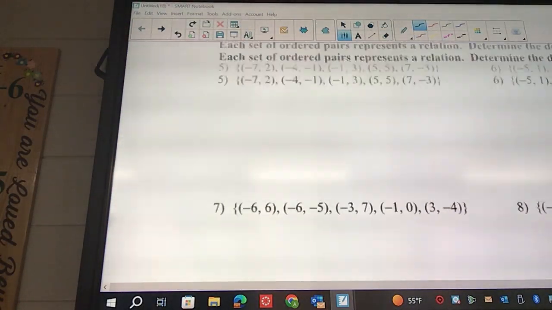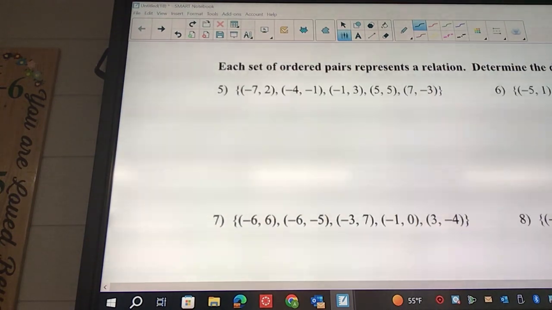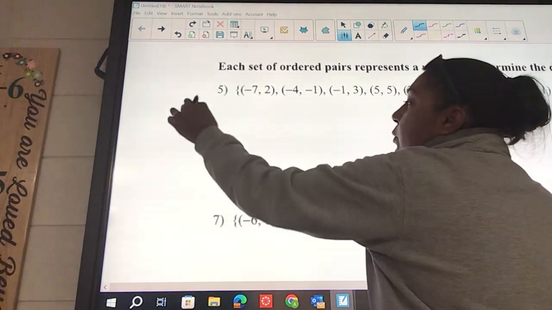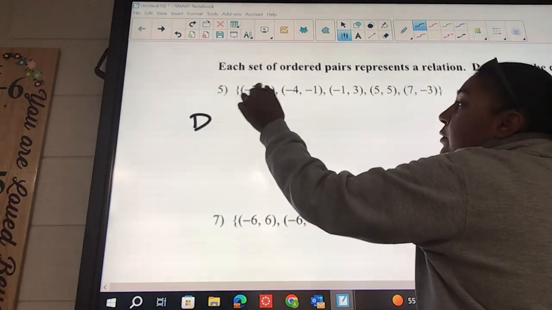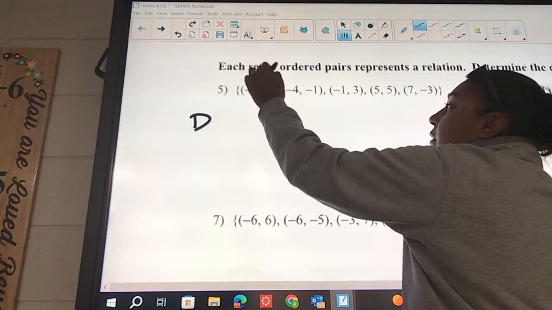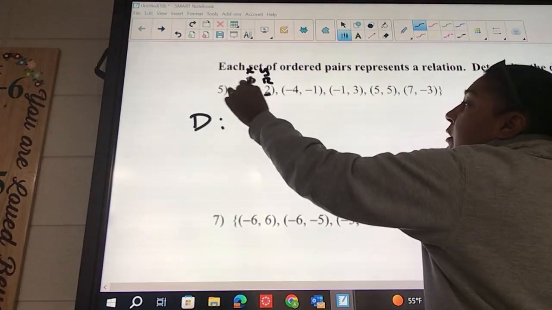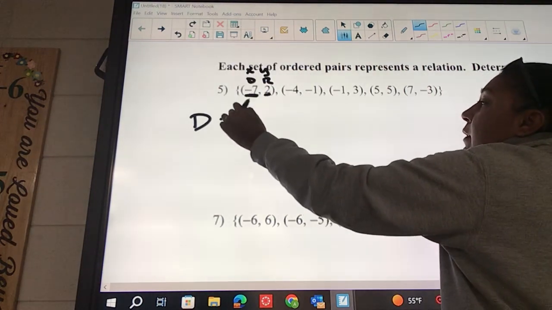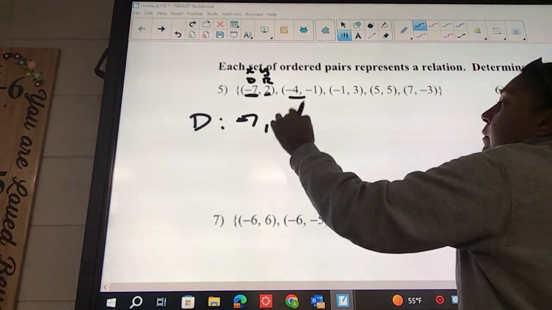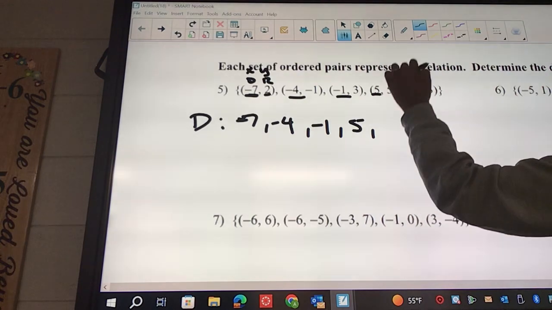Okay, number 5. Each set of ordered pairs represents a relation. Okay, the domain, which one of these is the domain? Comes first or the range? First. Yeah, the domain. This is the D and this is the R, or this is the X and this is the Y. So the domain is going to be all these first pieces. So -7, -4, -1, 5, and 7.